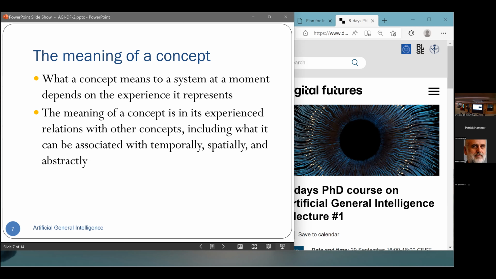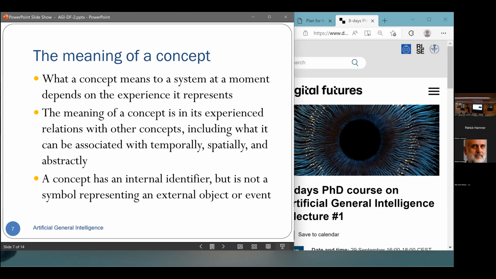Okay. So the meaning of a concept is in its experience relation with other concepts, not according to a definition or a reference to the outside world. To be more specific, what kind of relation are we talking about? Well, several of them, which we will see later. We can start with, for example, temporal relation, spatial relation. This is especially related to sensory motor. And also abstraction relation. One concept may be an abstraction of another one.